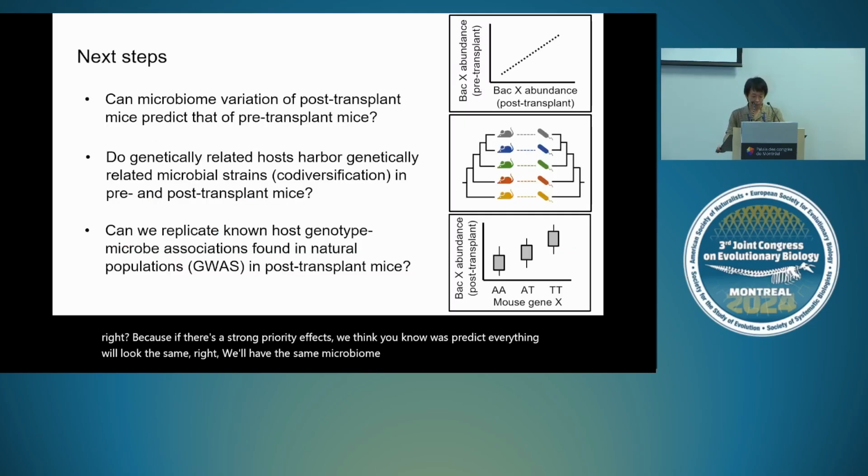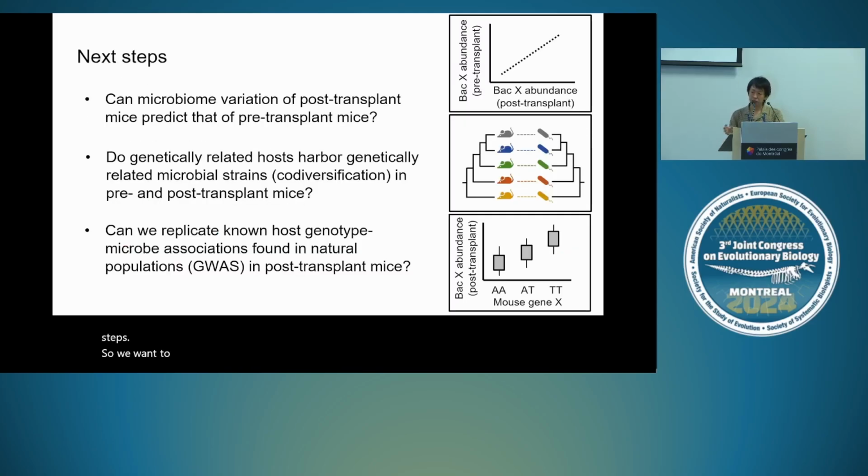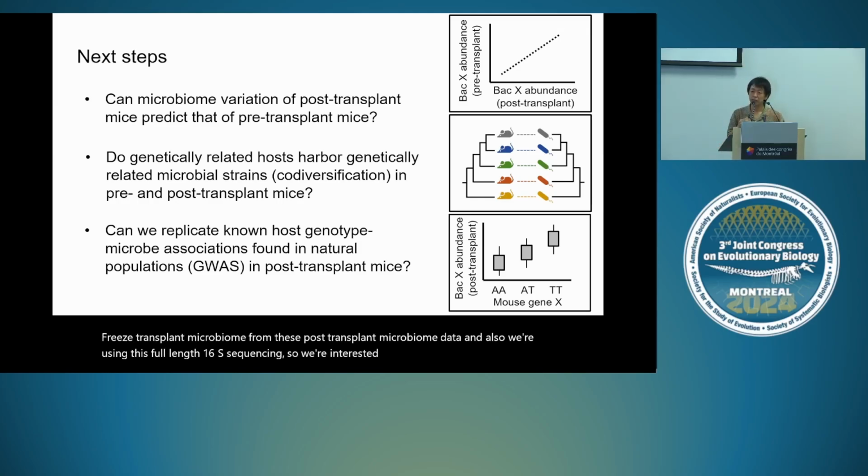So for the next steps, we want to ask if we can predict the wild-caught microbiome or pre-transplant microbiome from these post-transplant microbiome data. And also, we're using this full-length 16S sequencing, so we're interested in the strain variation. So we want to ask if genetically related hosts may have more genetically similar microbial strains. And one undergraduate student is working on this third question by using these previously known genotype microbe associations, and can we see this pattern in our post-transplant mice?